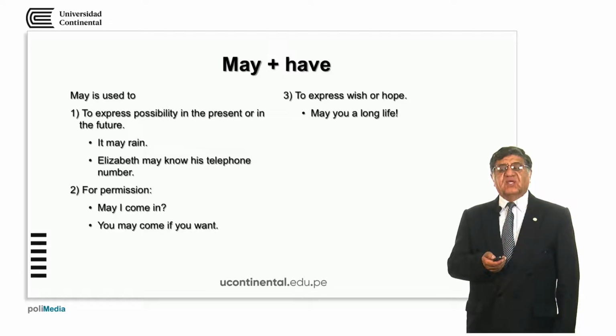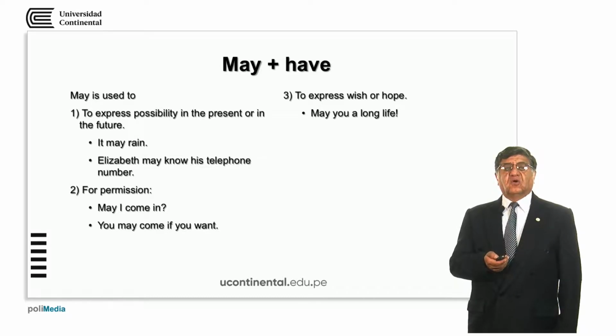It might have rained if there wasn't that strong wind. Okay? Elizabeth may have known his telephone number if he paid attention when he dictated it to the entire class, for example, and so on. Again, please repeat this part to understand the examples I gave you orally.